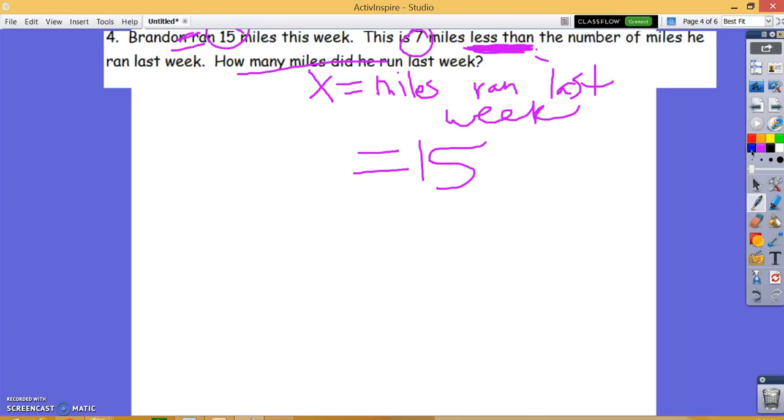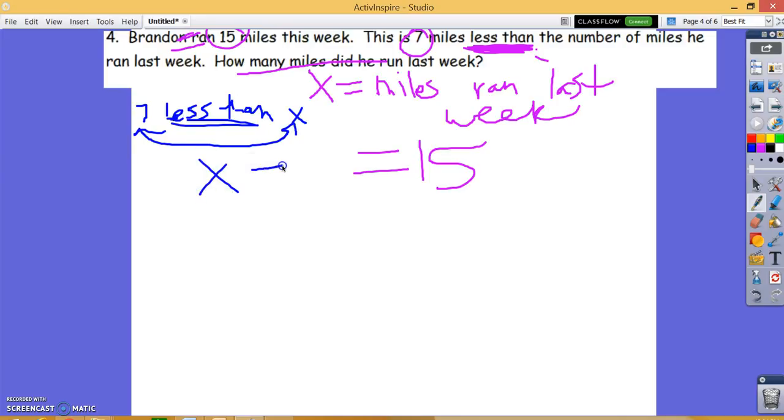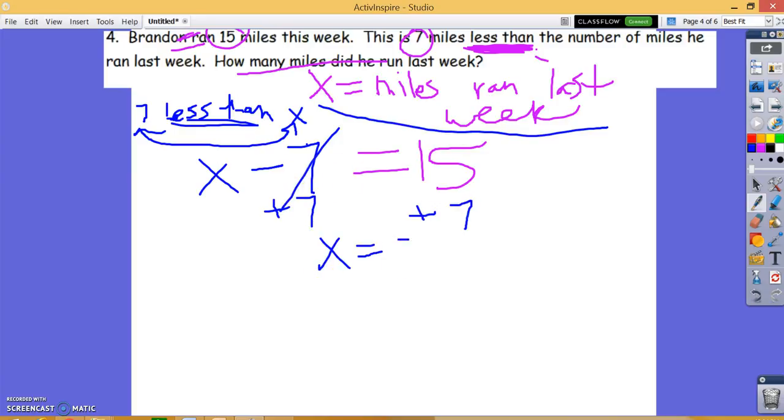But less than is that weird minus where it kind of flips it around. So right now we know it's 7 less than last week, which is x. But when I see less than, it flips these 2 around. So we're starting with last week's and we're taking off 7. So I've got my equation, I've got my definition of the variable, and now I can go ahead and solve. So I'm going to add 7 to both sides, and I get x equals 22. And then I need to label it. So 22 miles last week.